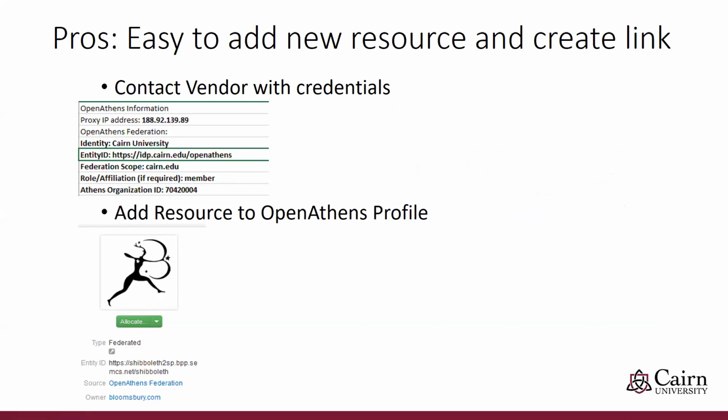Another pro is that, as I mentioned, it's easy to add new resources and create a link. This is the contact. So when I contact a vendor, these are the credentials I hand over to the vendor. They need to have this IP address. And then all of these other pieces are just what you give to the vendor, and most of them know what to do with that. And then within Open Athens profile, I find that database. It'll be green to allocate. When I click on it, I can change it to be allocated, and it would be blue. And once the vendor has the credentials, we're live.